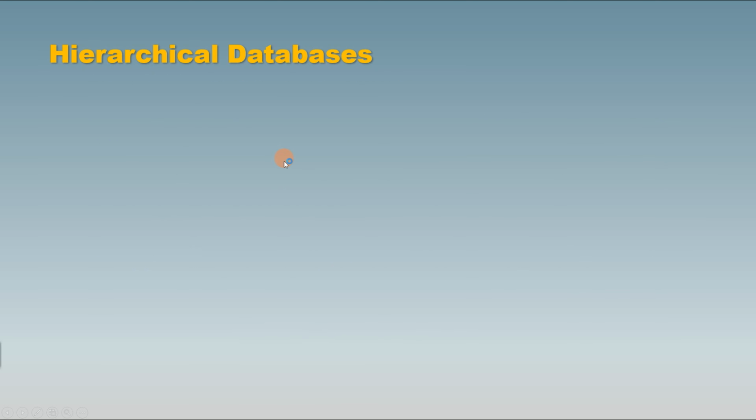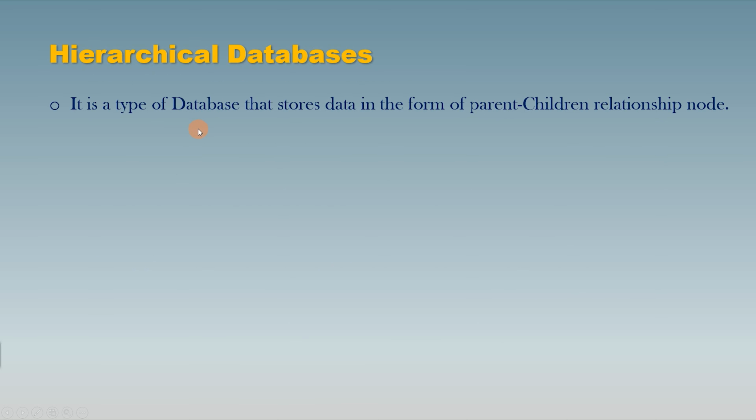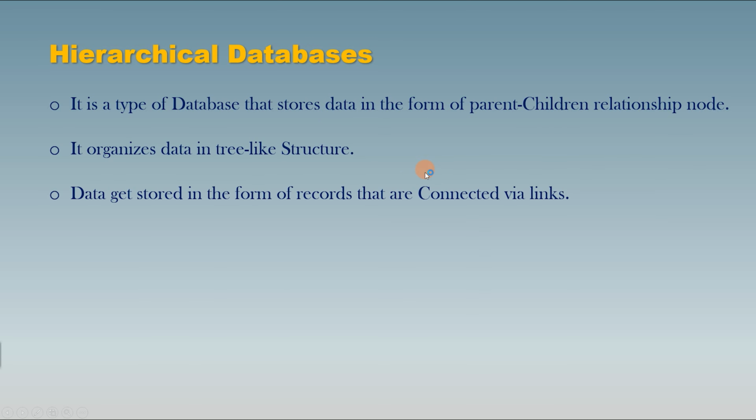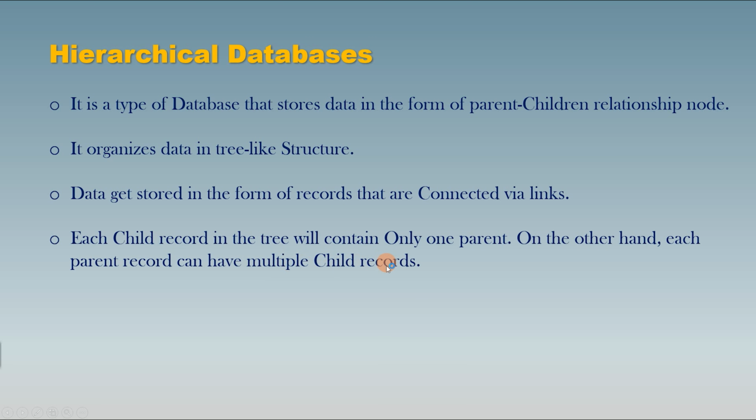Now hierarchical database. It is a type of database that stores data in the form of parent-child relationship nodes. It organizes data in a tree-like structure. Data gets stored in the form of records that are connected via links. Each child record in the tree will contain only one parent. On the other hand, each parent record can have multiple child records.